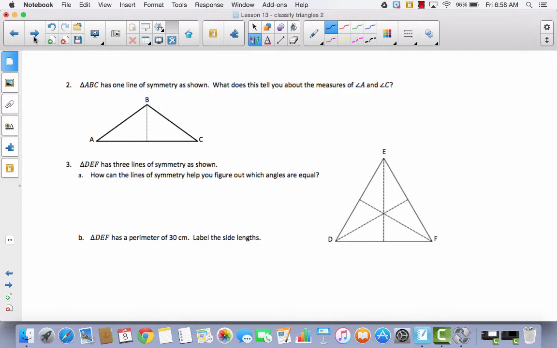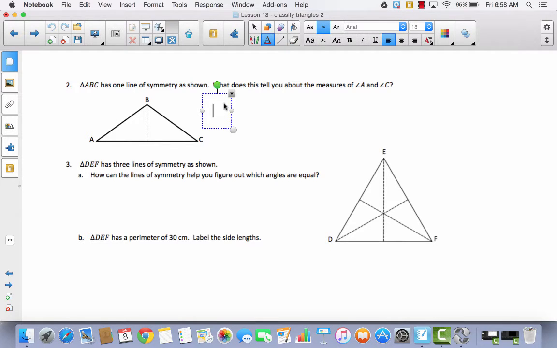All right, let's keep going. Triangle ABC has one line of symmetry. What does that tell you about the measures of angle A and angle C? Well, if this is a line of symmetry, that means that everything on this side is exactly like this on this side. So what's that tell you about these two angles? Think about that for a minute. Well, it tells me that angle A and angle C are equal. That's what it means to be symmetrical.